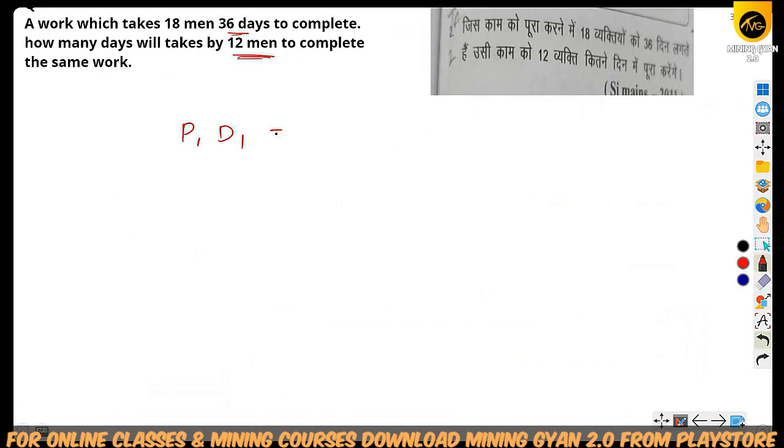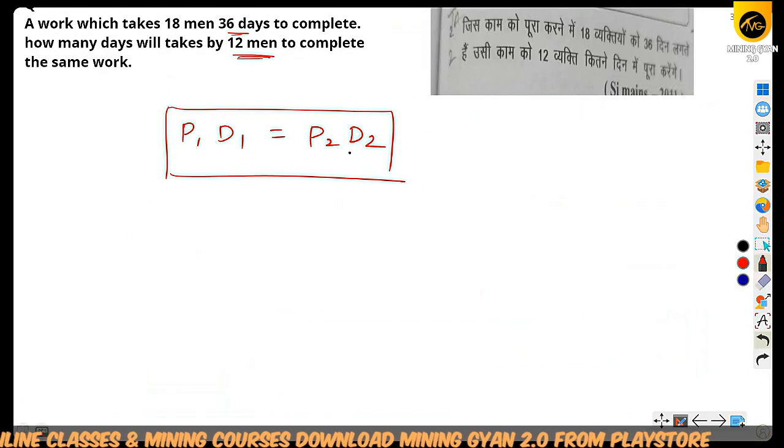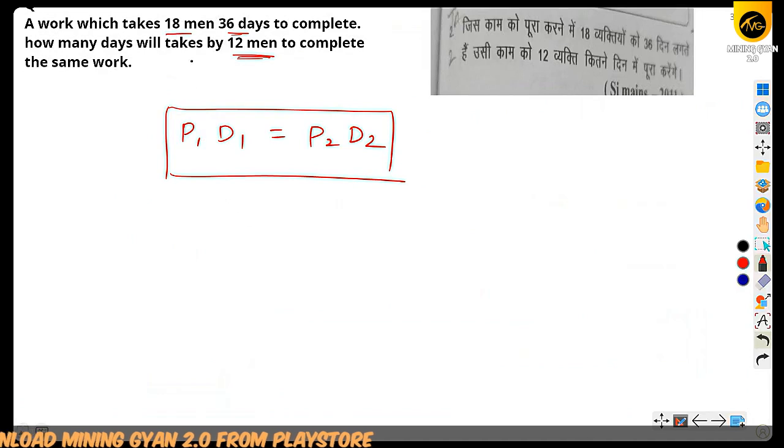So basically we have to use the person and days. So P1 D1 is equals to P2 D2. Always remember, if you use the P1 D1 in the left portion, then we have to use the similar kind of variables, P2 D2, in the second portion of the formula. Okay, now the number of person is 18 men.